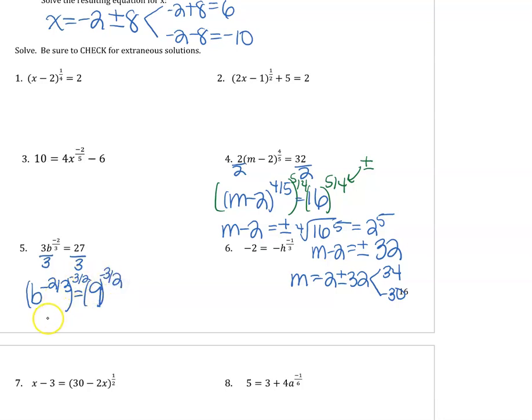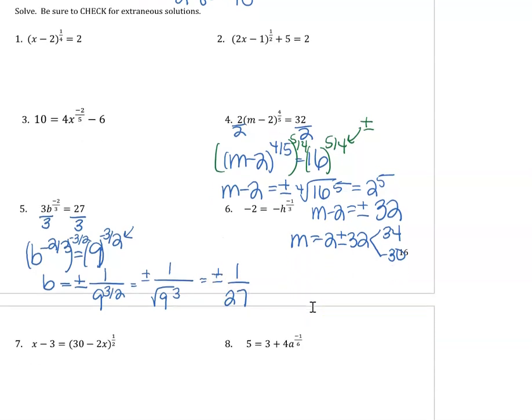These undo each other to create a b to the first. And don't forget the plus or minus because the denominator is even. So this is plus or minus 1 over 9 to the positive 3/2. And then I can rewrite that using power over root. So square root of 9 cubed. Square root of 9 is 3. 3 cubed is 27. And that's how we end up with plus or minus 1 over 27.